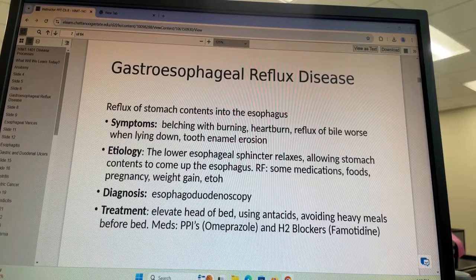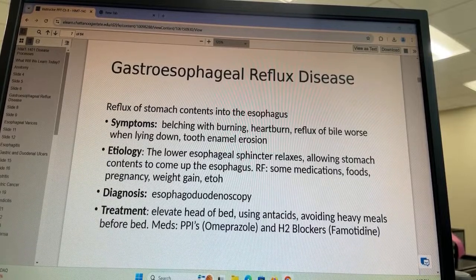That tends to be worse when lying down, and that's just because of gravity. You lay down and the stomach contents don't have to go up against gravity to go up the esophagus. It can just flow sideways. So it's easier for the bile to come up that way. Tooth enamel erosion is also a long-term complication. The stomach acid is meant to break things down, right? So if your teeth are constantly getting coated in stomach acid contents, it can start to break down your teeth and cause cavities and different things like that.